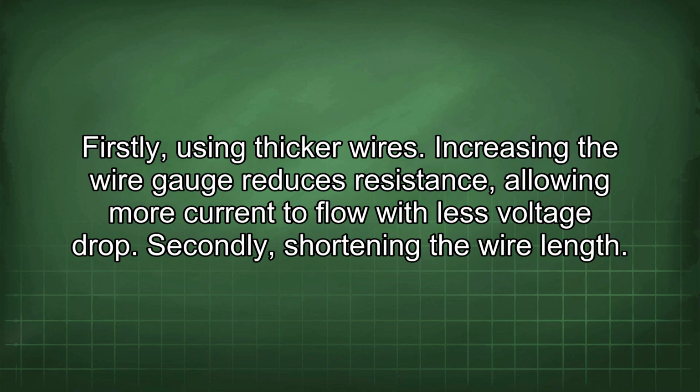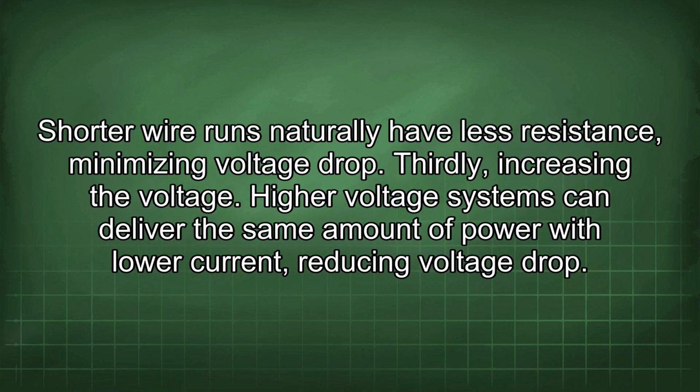Firstly, using thicker wires. Increasing the wire gauge reduces resistance, allowing more current to flow with less voltage drop. Secondly, shortening the wire length. Shorter wire runs naturally have less resistance, minimizing voltage drop.